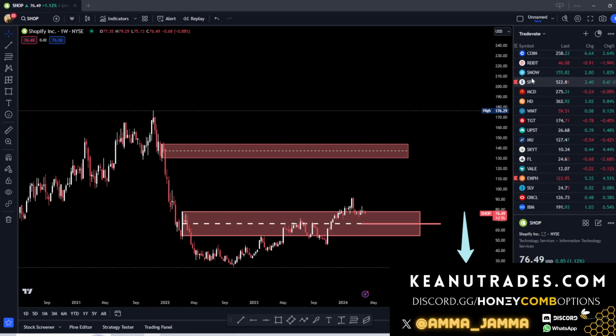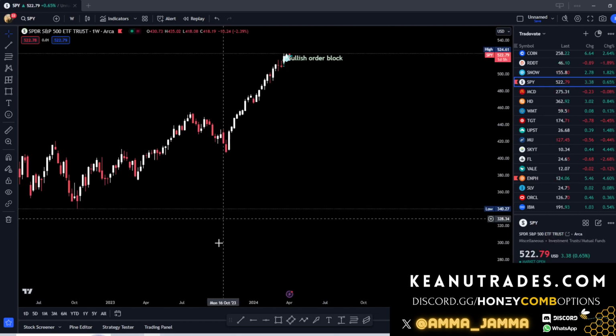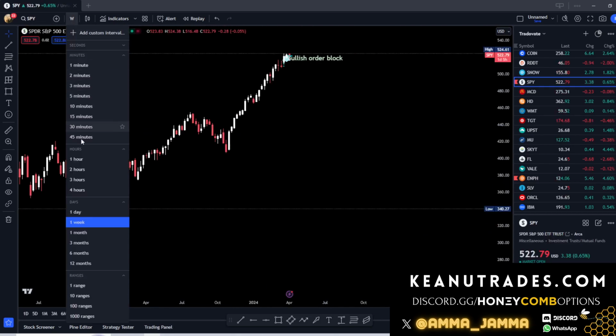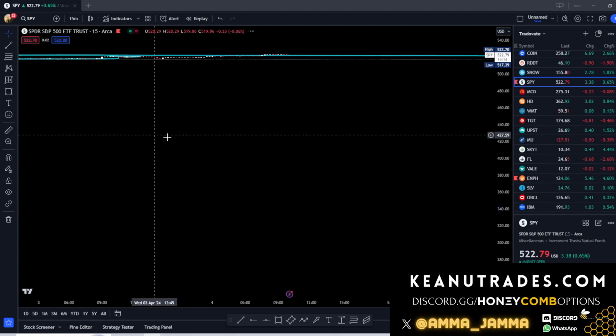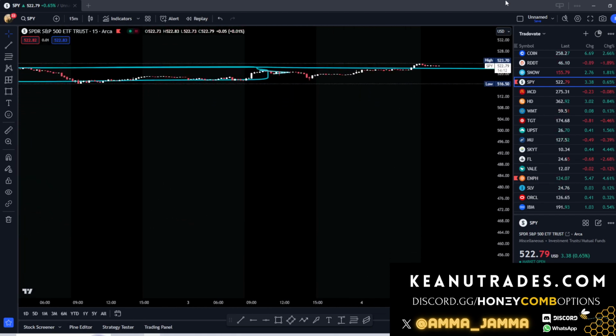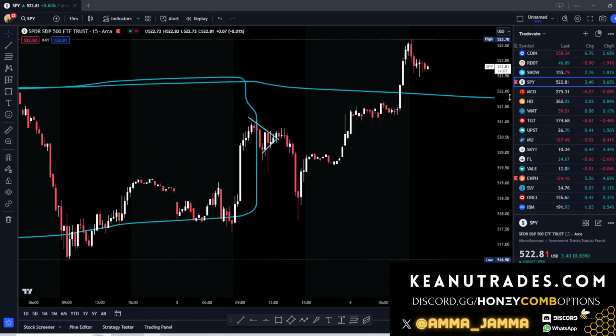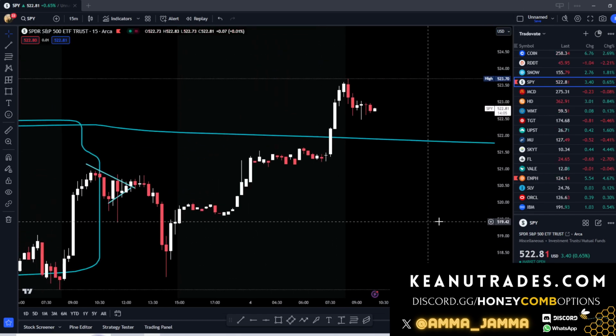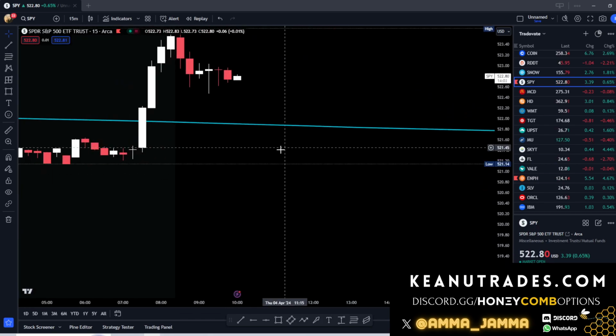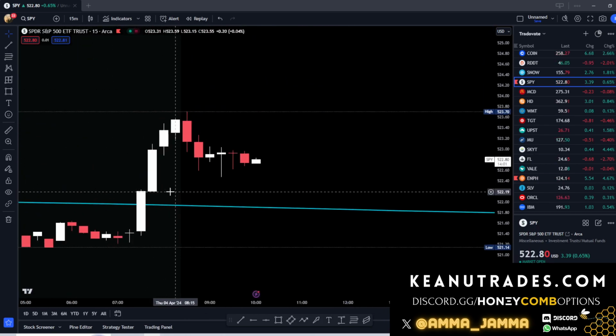So on the SPY, remember, the way that we keep this from being chaotic is by remembering once we break higher, those bearish order blocks are invalid, and once we break lower, the bullish ones are invalid. So what do we got here? What are we looking at for order blocks on the SPY today? All right. Oh, well, we have a bearish one here.